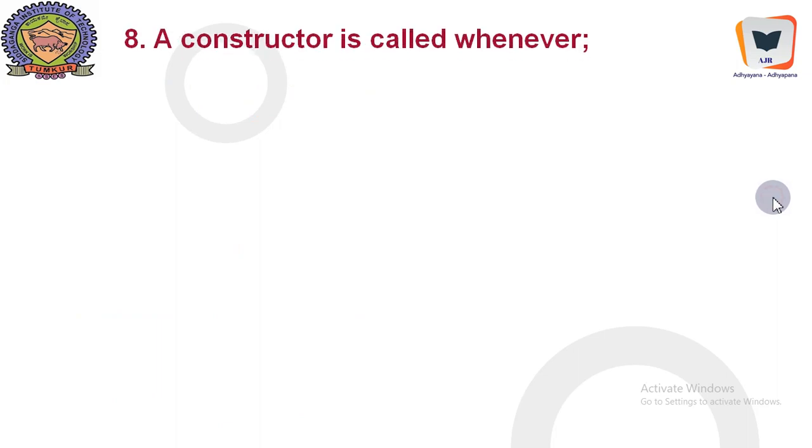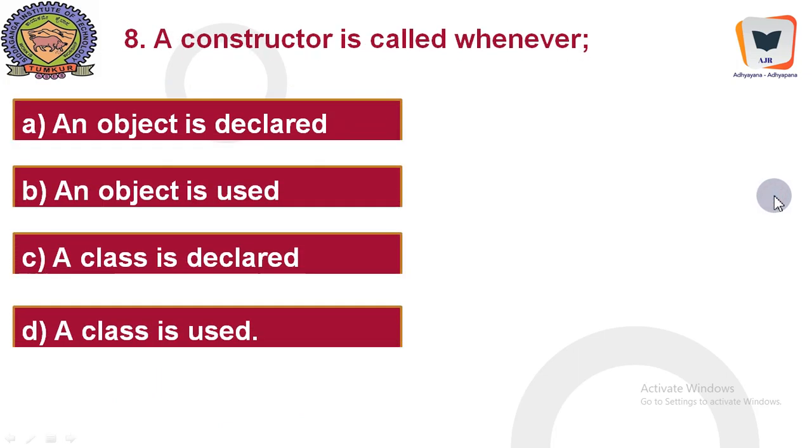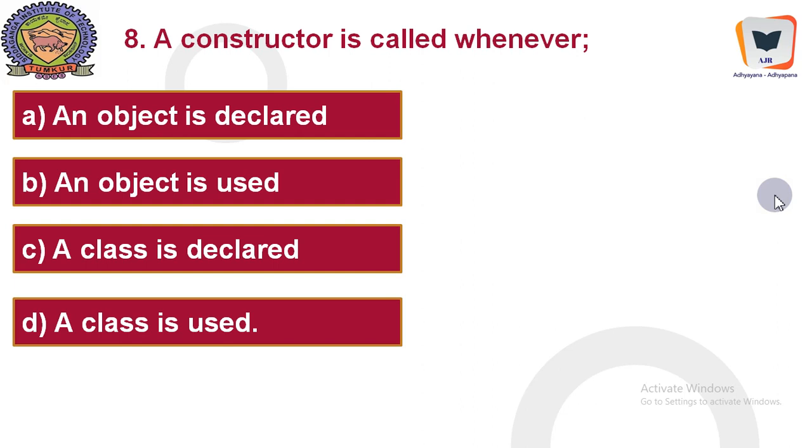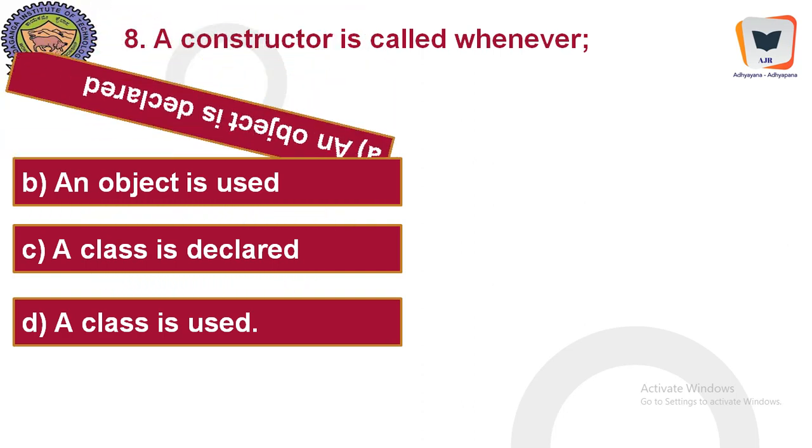Next, a constructor is called whenever an object is declared, an object is used, a class is declared, a class is used. Actually, as soon as the object is declared, the constructor will be invoked even if you have not defined the constructor, by default, and it will initialize the object. Therefore, as soon as the object is declared, a constructor is called.